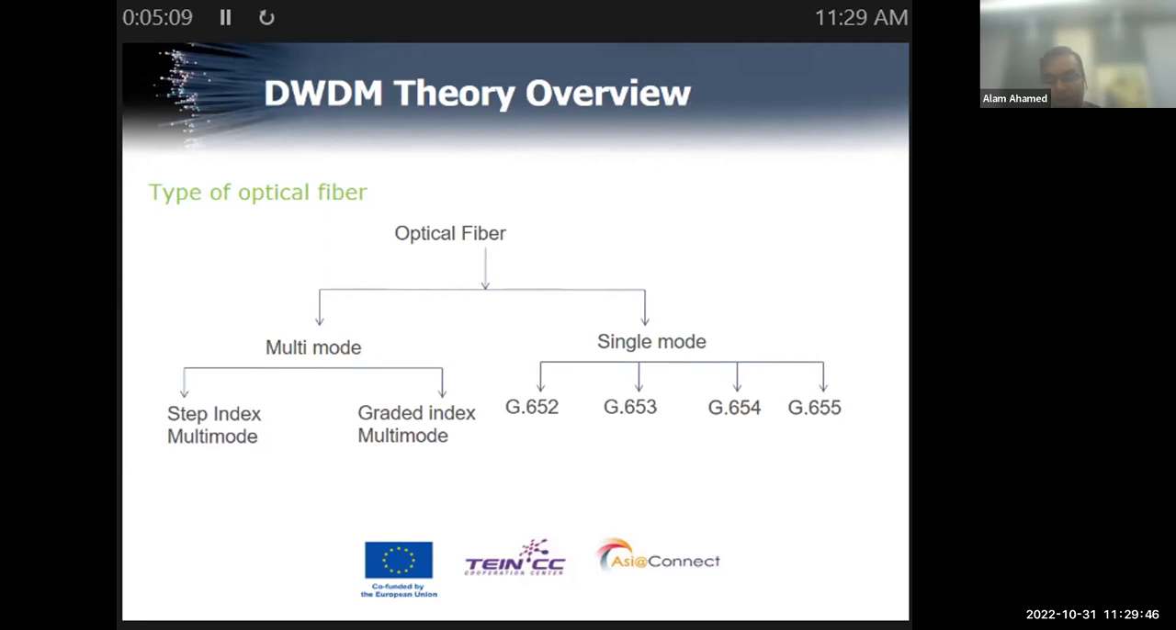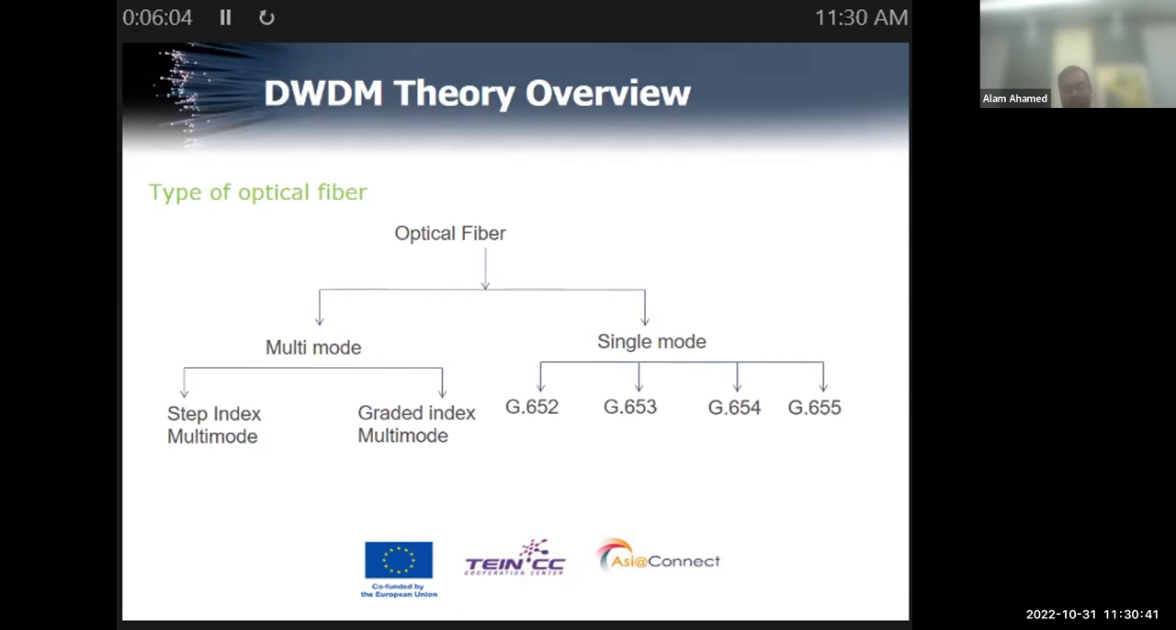Then G654 fiber is a cutoff wavelength shifted single mode fiber. This kind of fiber is mainly designed to reduce the attenuation at 1550 nanometer. Its zero dispersion point is still near 1310 nanometer. Dispersion at 1550 nanometer is relatively high, up to 18 ps per nanometer per kilometer. So a single longitudinal mode laser must be used to limit the effect of the dispersion. The G654 fiber is mainly used in submarine optical fiber communication with a very long regeneration section distance.